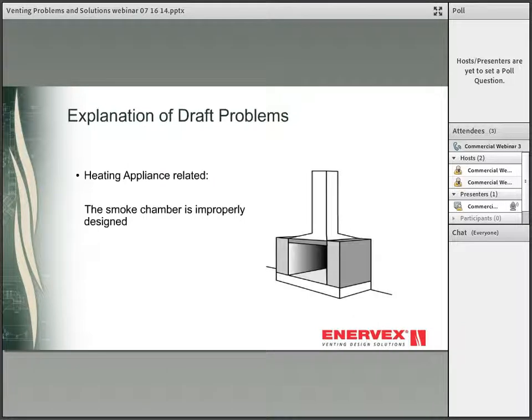This type of problem can occur when the fireplace is not designed properly to begin with. Possible solutions include increasing the height of the smoke chamber, parging the smoke chamber walls, or otherwise smoothing the sides, or install a mechanical draft system.